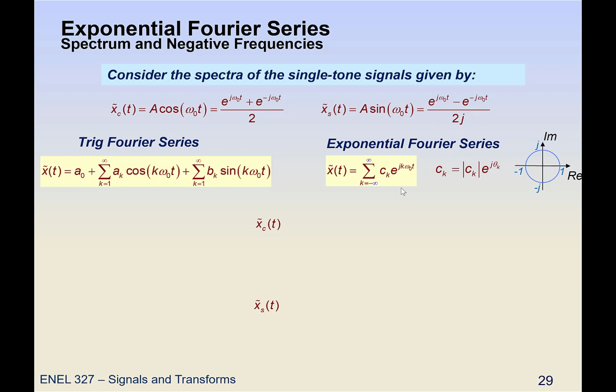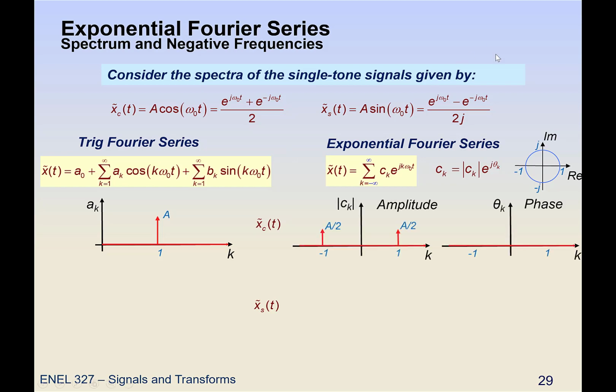Okay, so let's graph the spectra of both the cosine and the sine for both the Fourier series and the exponential Fourier series. So what we're doing is we're graphing the values of the coefficients. Well, there's only one coefficient, and it has an amplitude of a for the cosine. What does the exponential Fourier series look like? Well, it's got 2 terms, and both of them have an amplitude. I should have an a in here actually. So they have an amplitude of a over 2. One of them is at k equals 1. One of them is at k equals minus 1.